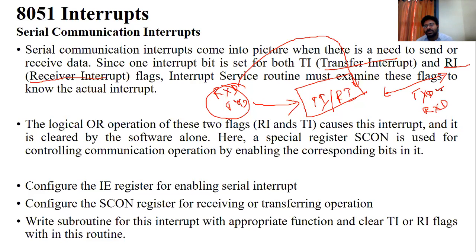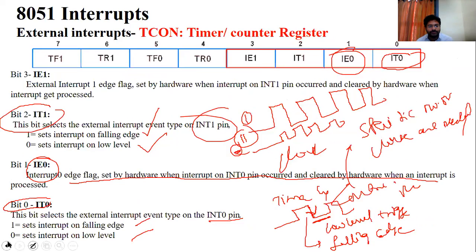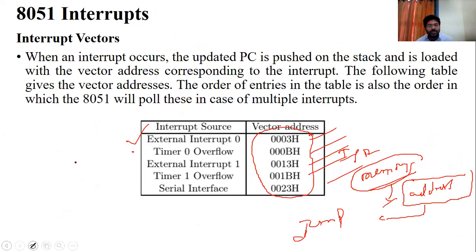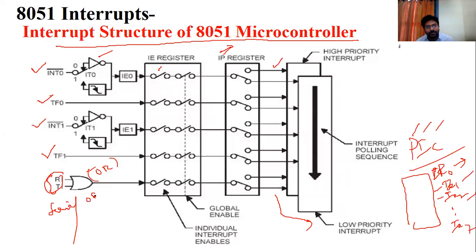But when transmitting the information, you are using TI, and when receiving the information, you are using RI. The same pin is used for TI and RI. So there is a logical OR operation of these two flags. You remember this diagram, RI and TI. See this logical OR operation. You know what an OR operation is?